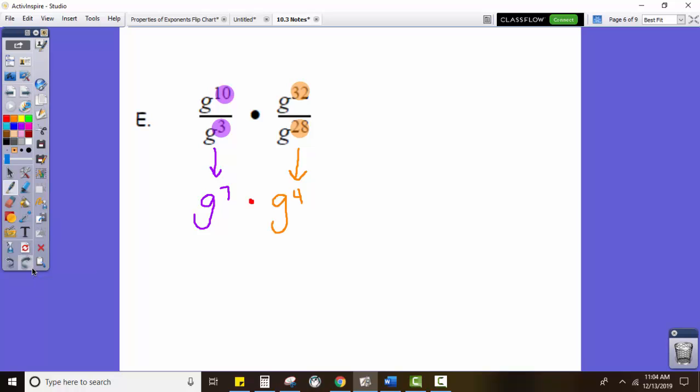And then I need to multiply them together, and the rule says I will add my exponents. So 7 plus 4 is 11. So I have g to the 11th.